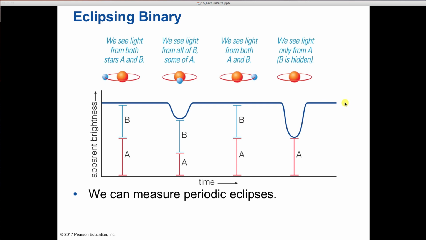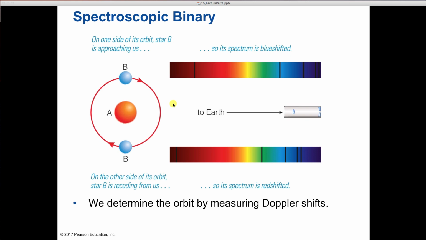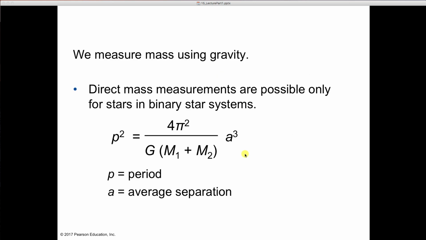And this pattern would repeat over and over again. We'd be able to measure the amount of time it takes for the system to go from one configuration back to that same configuration. We'd be able to measure the period very easily by measuring the time between these drops in brightness. So we can measure the period very well with these eclipsing binaries. We can measure the period really well with the spectroscopic binaries as well. We just look for this pattern shifting back and forth and measure how much time it takes to make one complete back and forth motion. So we can measure the period very easily with any of these methods. So what do we do with that information?